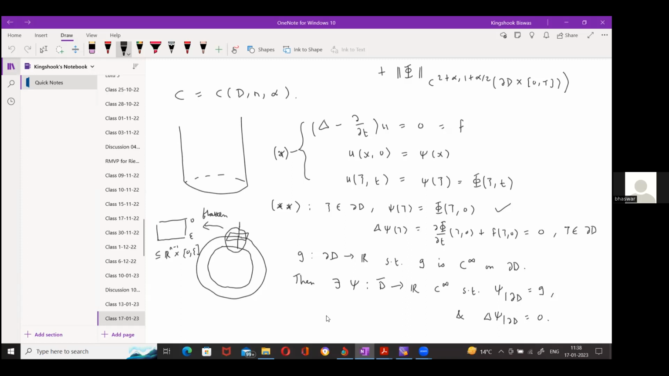So you do this computation at the boundary or near the boundary? Yeah, at the boundary. You can do it at the boundary.